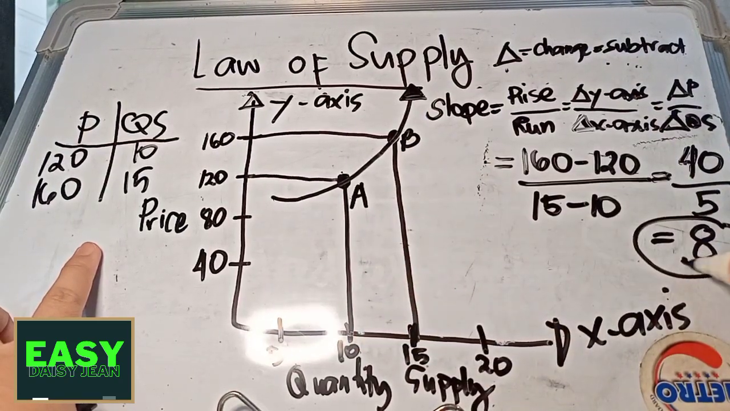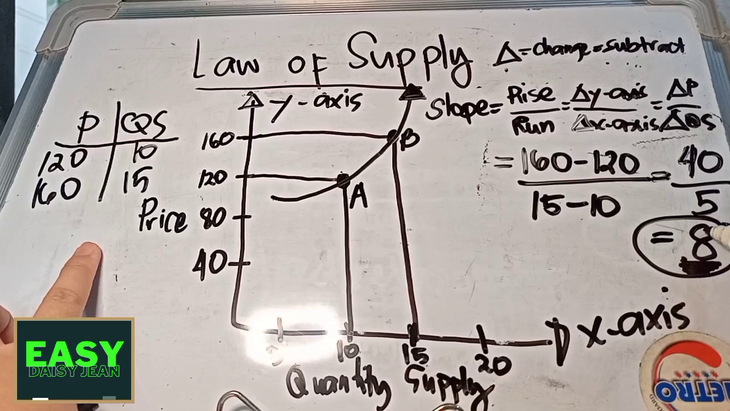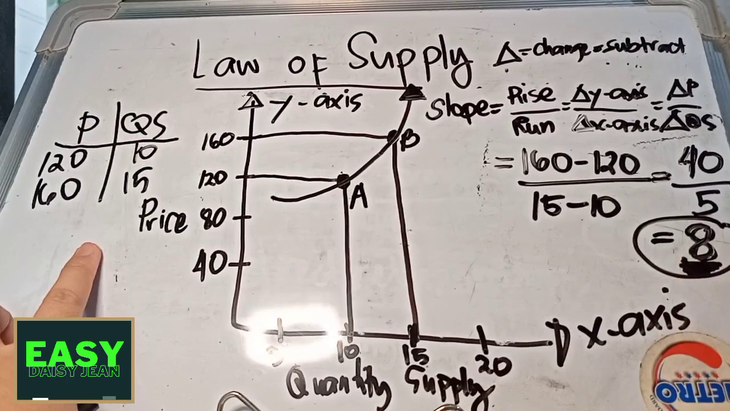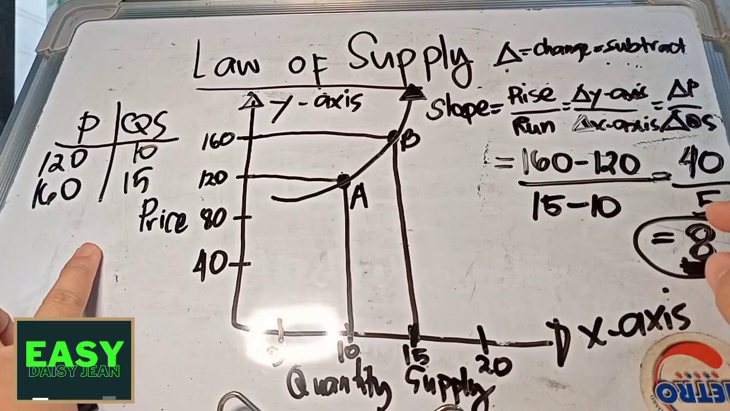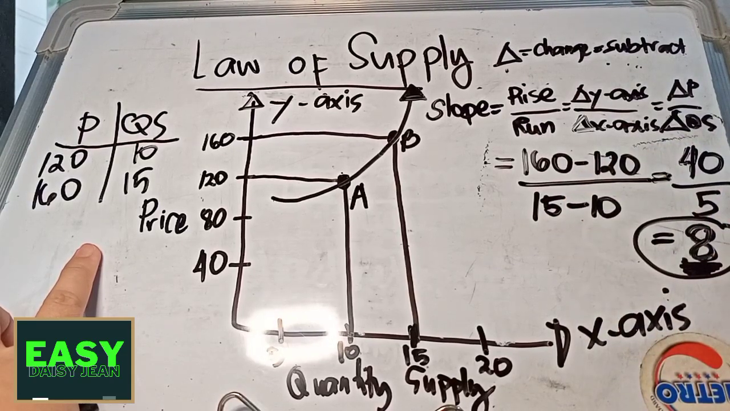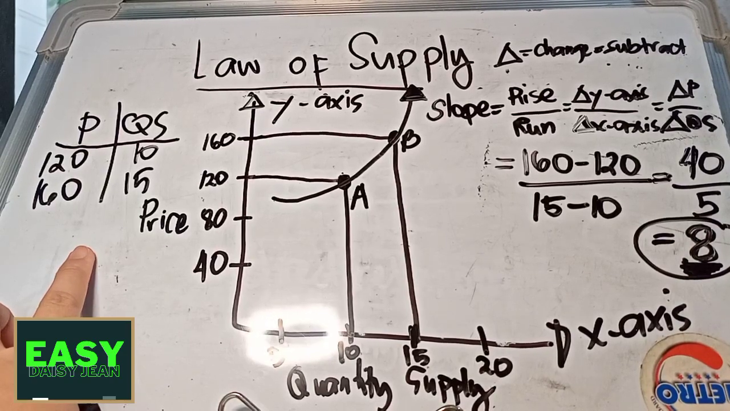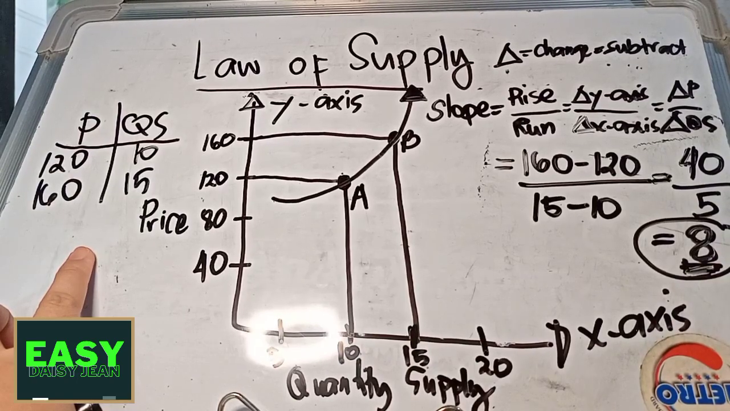And always be reminded and keep in your mind that when you are solving for the law of supply, it is always positive. So when you are solving for the law of supply and you get a negative number, or a negative sign is carrying that number in your slope, it means that mali po ang iyong pag-solve ng slope. Always remember that in the law of supply, it is a positive result.